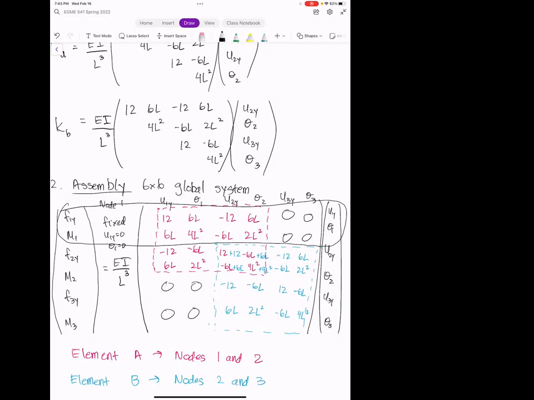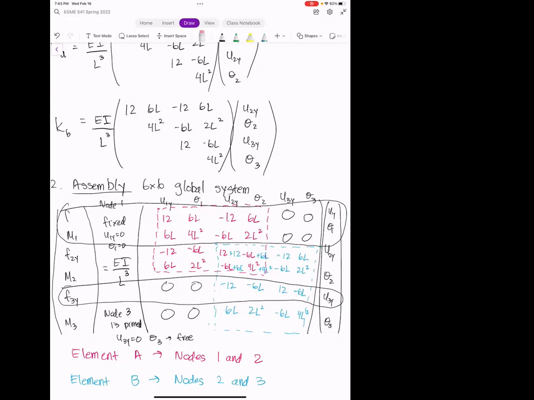And the other boundary condition that we have is that node 3 is pinned. Remember, with a pin support, we get rid of the displacement, but we keep the rotation the same. So this means that u3y is equal to 0, but theta 3 is free. That means we're going to modify this row in the matrix right here. Okay, so let's go ahead and apply these changes.